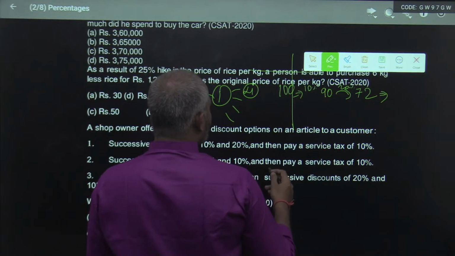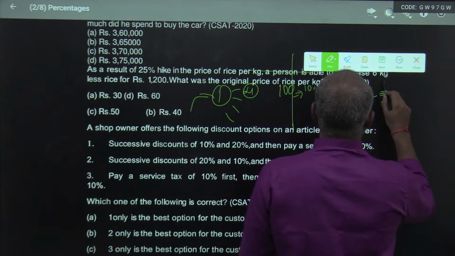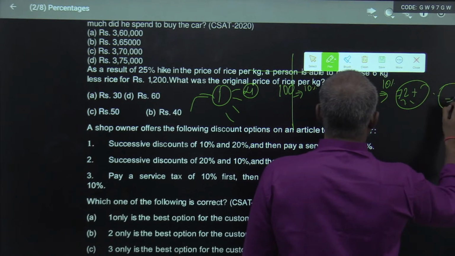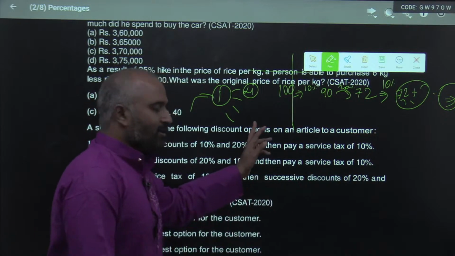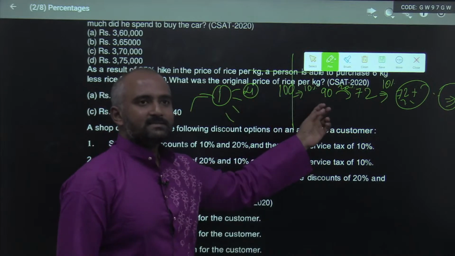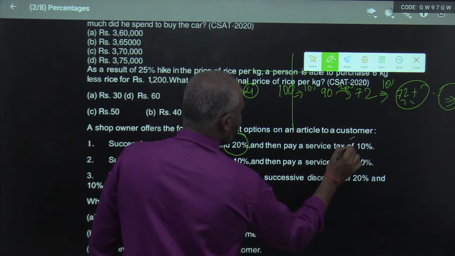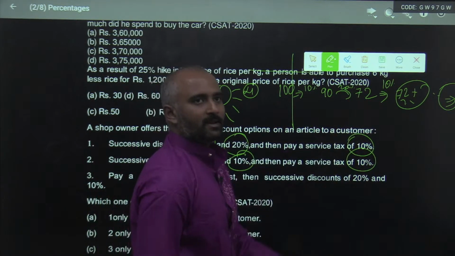So successive discounts of 22% and a tax of 10%. So 72 plus 7.2, this is what he was supposed to pay. If you calculate all this, what has he done? You see, the percentages have remained the same. You see what is happening?